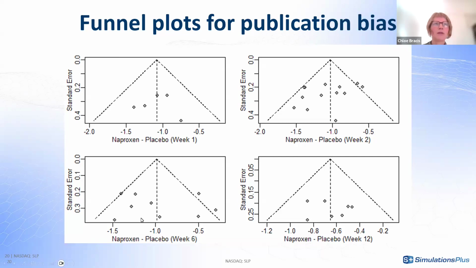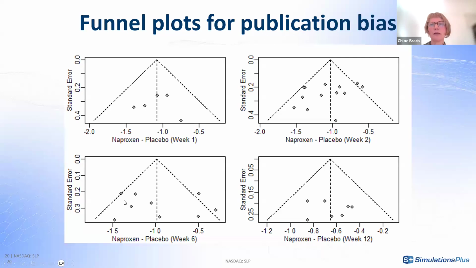So here what we have is the standard error on the y-axis and the treatment effect, so naproxen minus placebo, on the x-axis. And we have that because we have longitudinal data, we have that for different time points. We can see that the mean treatment effect is here, this vertical line, and then we have implicit confidence intervals based on the standard error.